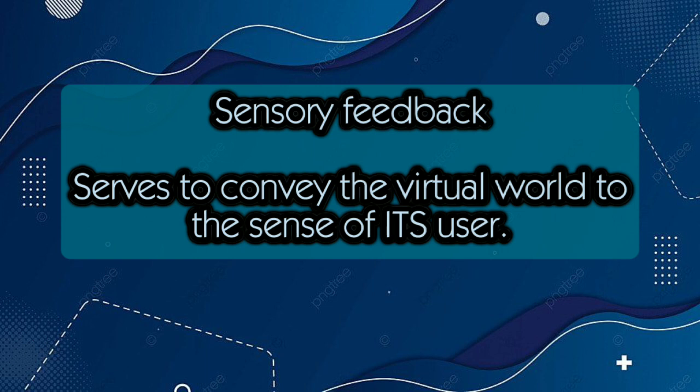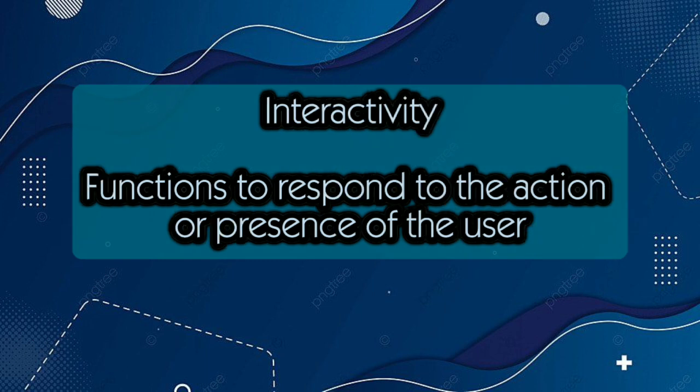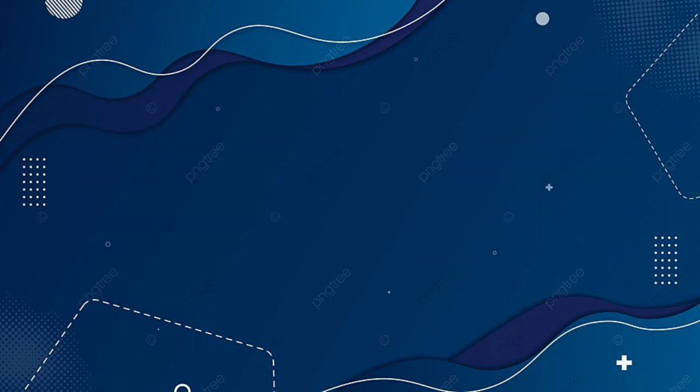So there is sensory feedback. Sensory feedback serves to convey the virtual world to the senses of its user. With this element, the user can hear, see, and feel the touch made in the virtual world. So there is interactivity. Interactivity functions to respond to the action or presence of the user, so that objects around can respond and the user can interact with these objects.